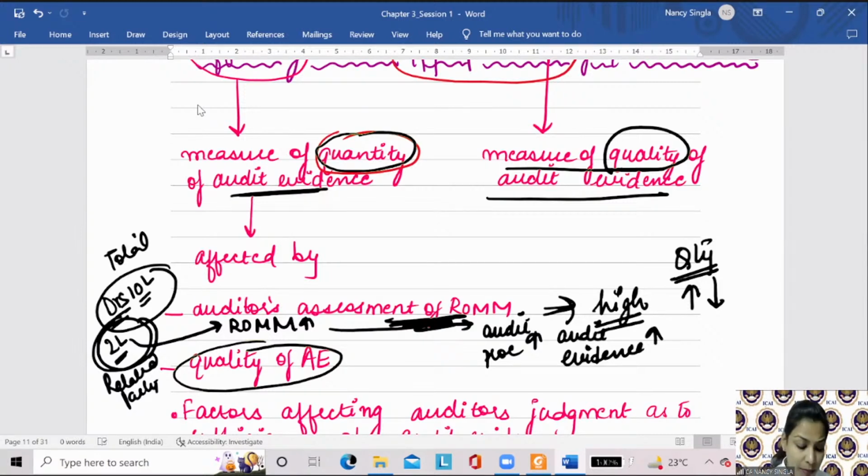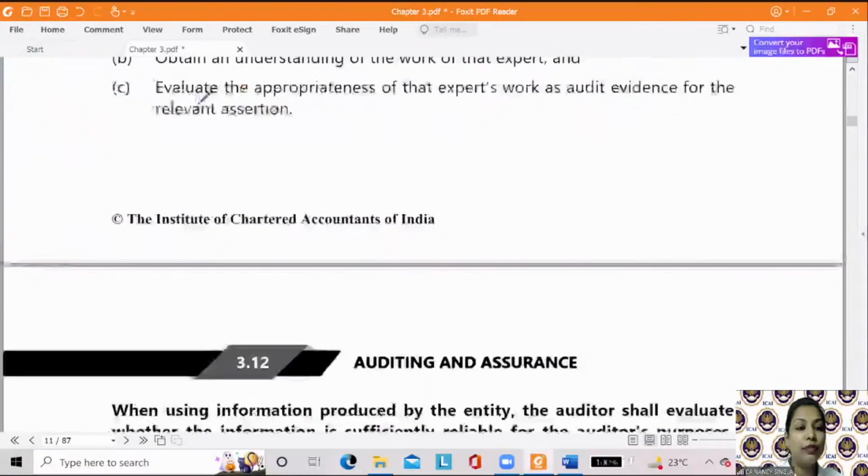Okay? Now tell me, is it possible that the auditor says I will obtain 2 or 3 audit evidence and then I can compromise with the quality of the audit evidence? That is, I have taken 3-4 audit evidence, now whether the quality is coming or not is not an issue. Is it possible? So the answer is what? No. Okay?